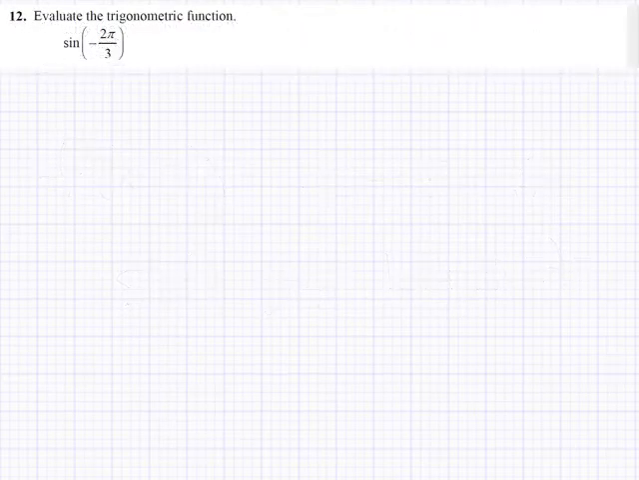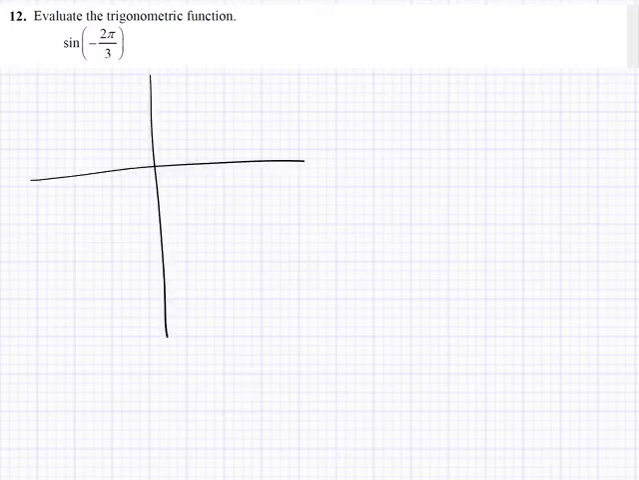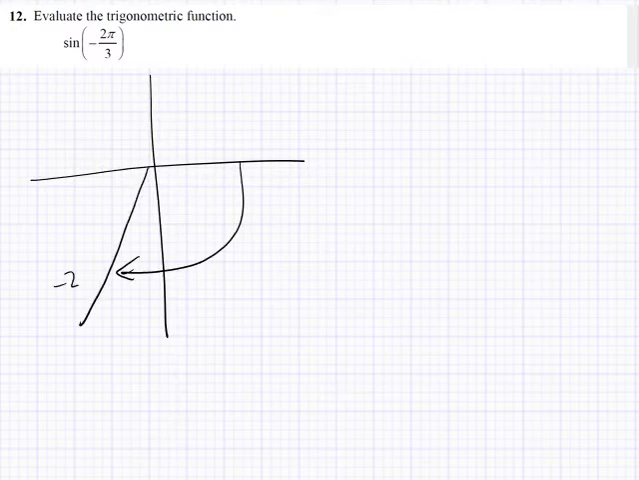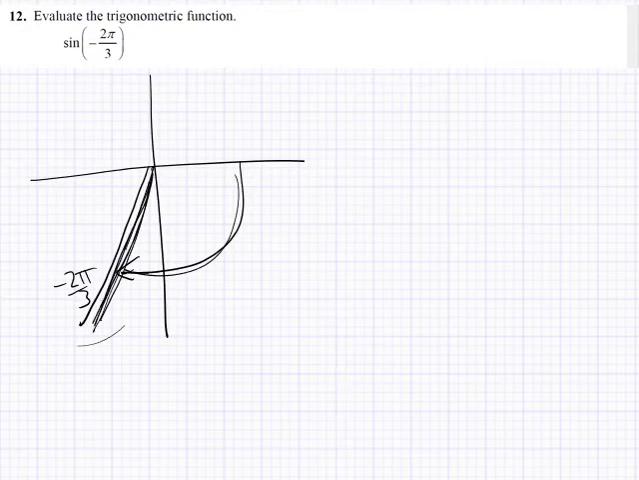Okay, we want to evaluate the sine of -2 pi thirds. If you look at where -2 pi thirds would fall, it would fall in quadrant 3. That angle measure would fall there. So if we're in quadrant 3, we should understand that the sine is based off of the y coordinate and would be negative. And so then we just need to figure out what the value of the y coordinate is. Well, that would be the same as looking at what the sine of pi thirds is.